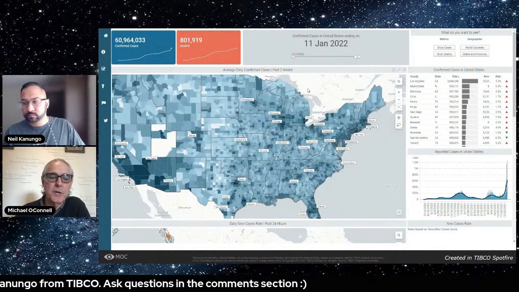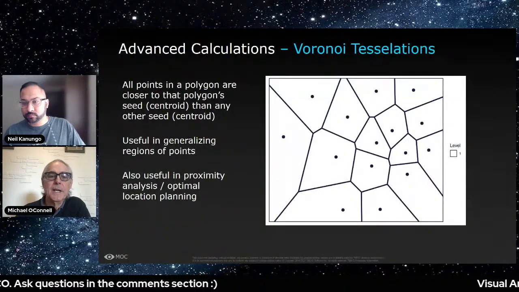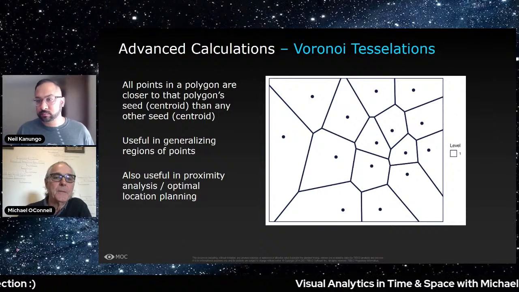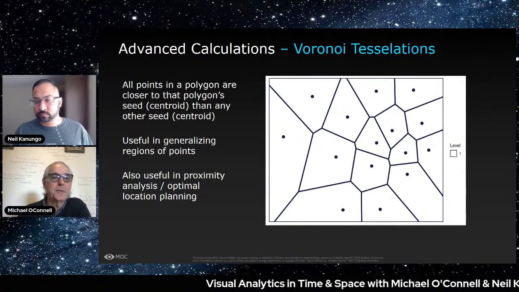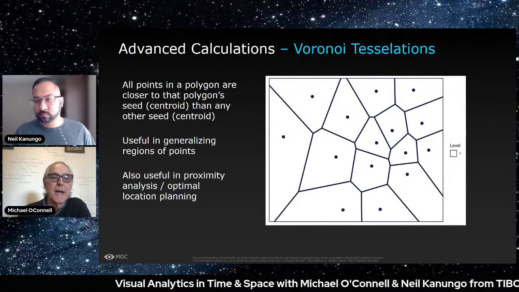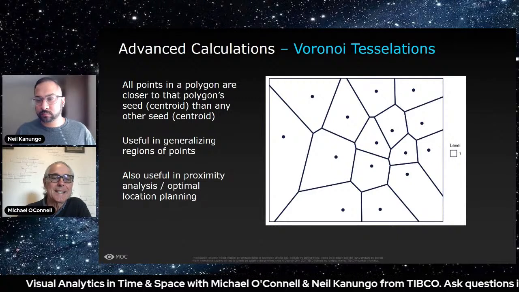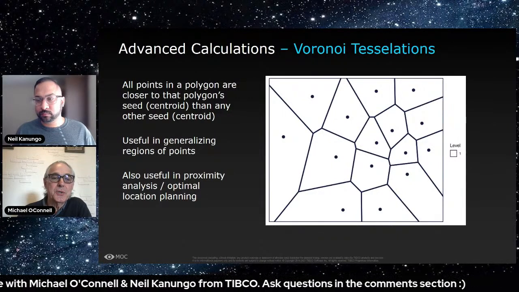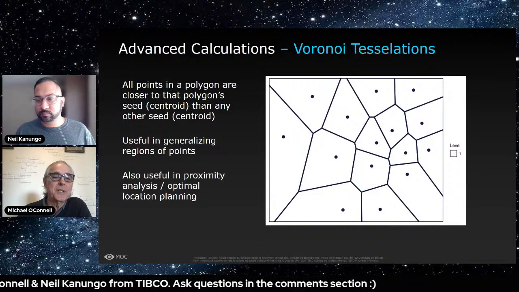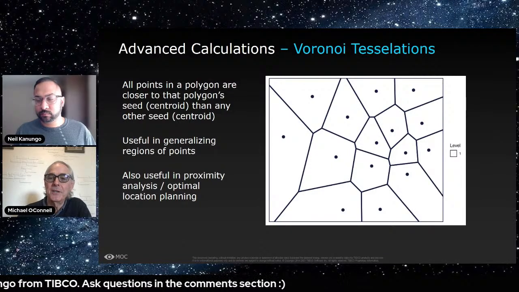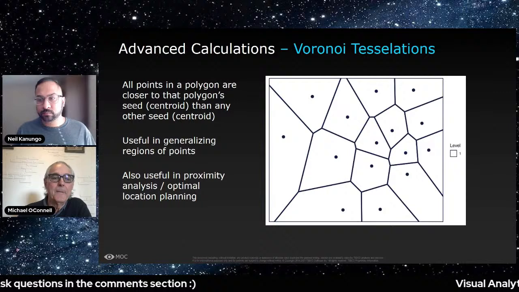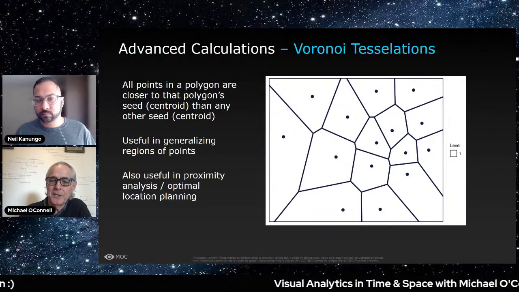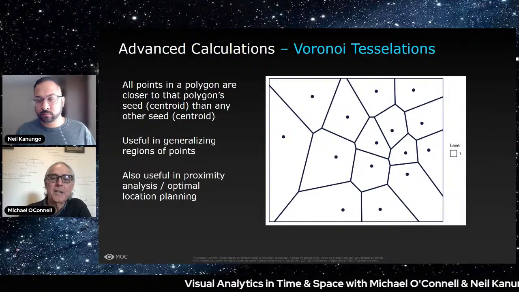But let's go to the next one, because I think we've got some really interesting calculations here. This is called a Voronoi Tessellation. If you've got a bunch of points on a graph, you can draw a polygon so that all the points inside that polygon are closer to that dot than they are to any other dot. That's the idea of a tessellation. So that concept can be used to, again, elicit insights from a variety of data sets.